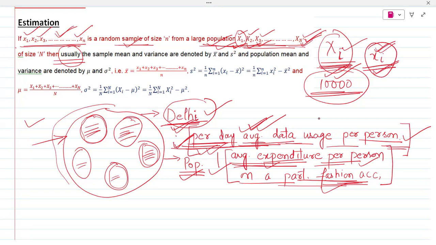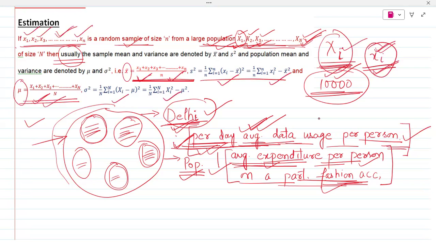Now, if you see this expression and this expression, both are means. Both are the sum of the values divided by the number of values. But this is the mean of the sample, and this is the mean of the population. For the mean of the sample, the usual symbol is X bar, and for the mean of the population, the usual symbol is mu.